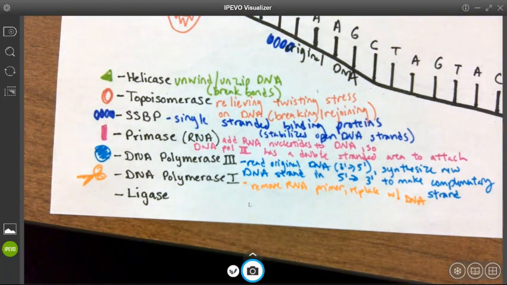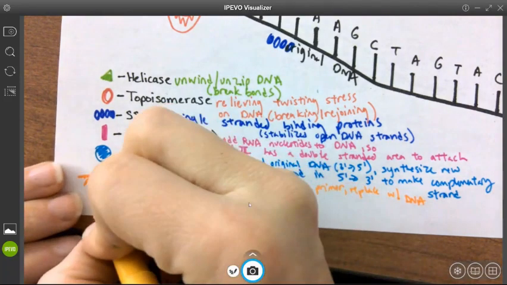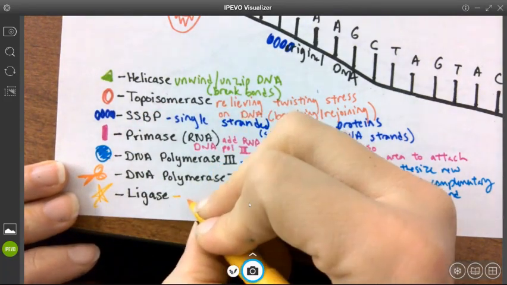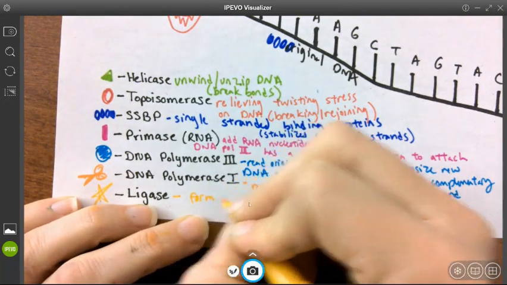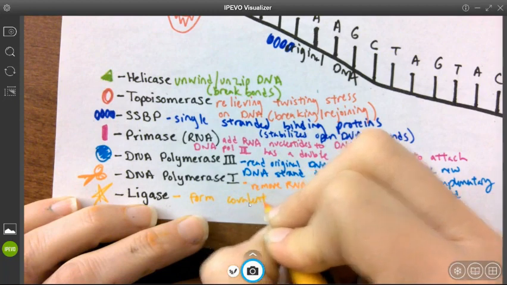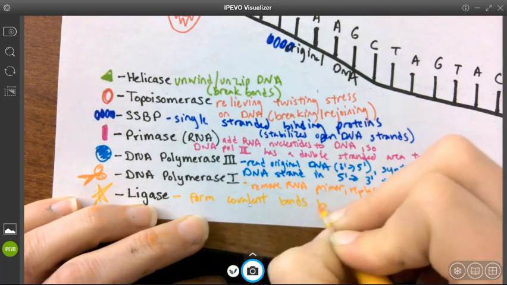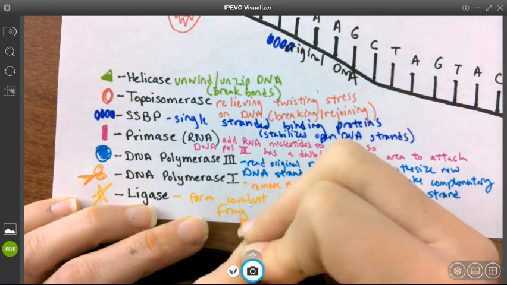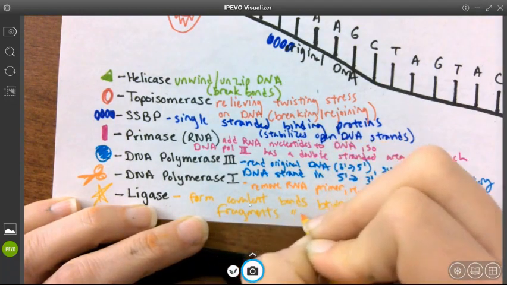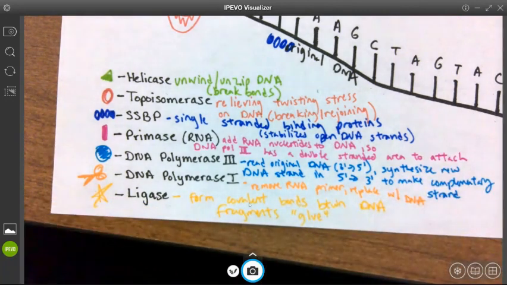And finally, we'll have our ligase. Our ligase is going to form covalent bonds between the DNA fragments. It's going to kind of act as the glue there.